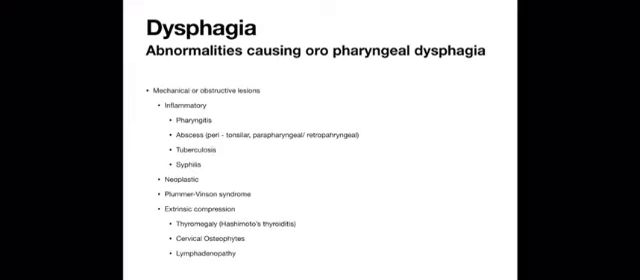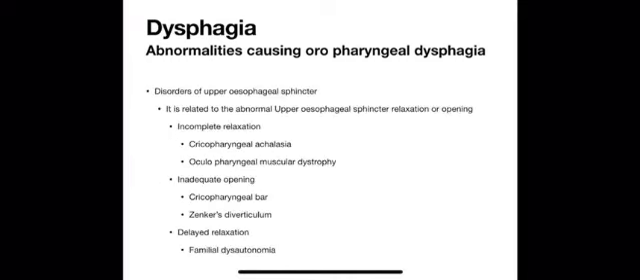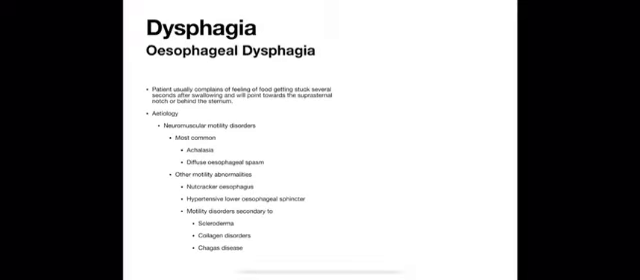Mechanical or obstructive lesions include those due to inflammatory causes, such as pharyngitis, abscesses, peritonsillar, parapharyngeal, or retropharyngeal abscesses, tuberculosis, syphilis. Neoplastic, Plummer-Vinson syndrome, extrinsic compression due to thyromegaly, such as Hashimoto's thyroiditis, cervical osteophytes, and lymphadenopathy. Disorders of the upper esophageal sphincter are related to abnormal upper esophageal relaxation or opening. Incomplete relaxation is seen in cricopharyngeal achalasia, oculopharyngeal muscular dystrophy, and inadequate opening is seen in cricopharyngeal bar, in Zenker's diverticulum, and delayed relaxation in familial dysautonomia.